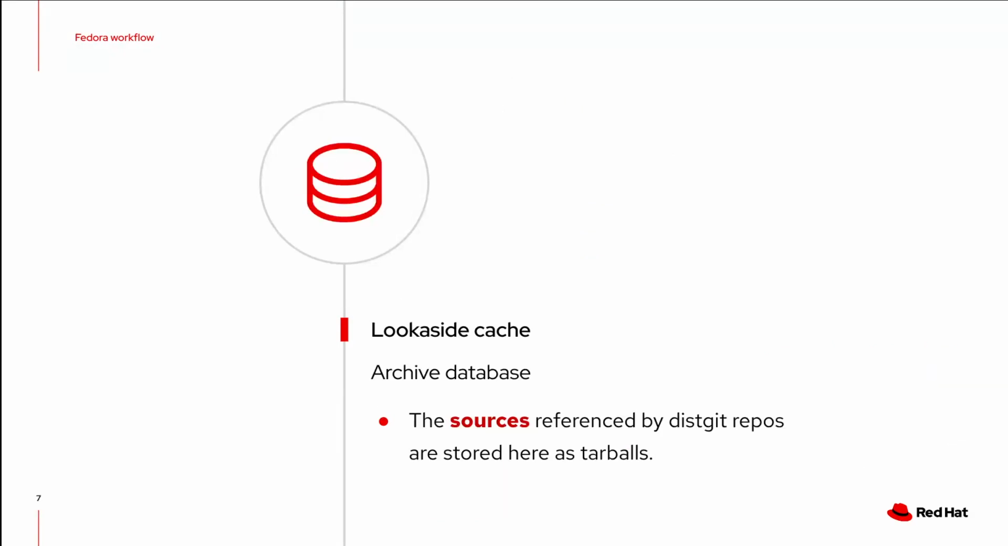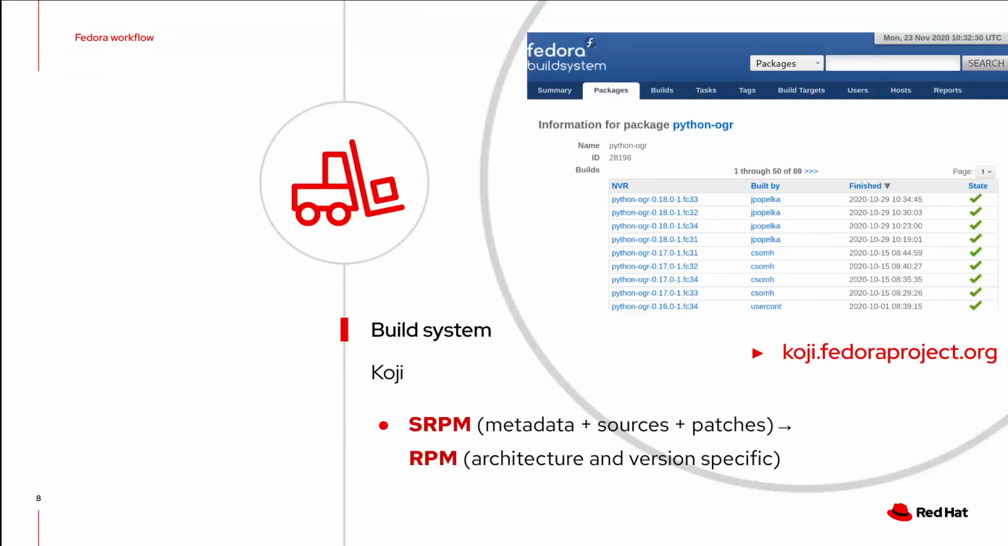The distribution Git repositories use the look-aside cache to reference the source code for a package. The look-aside cache is an archive database where the tarballs taken from the upstream are saved to be used by the Fedora workflow. The Fedora build system is named Koji.